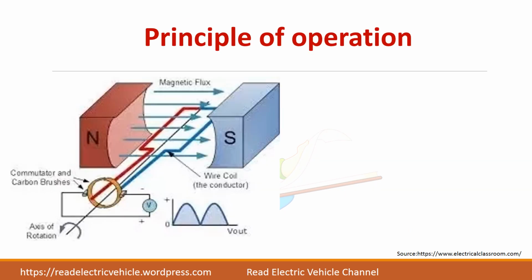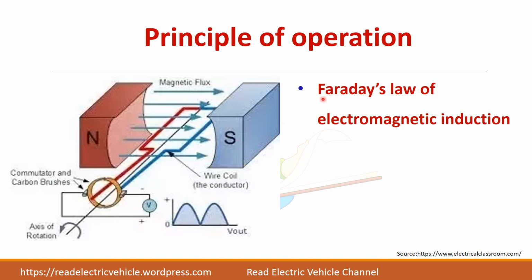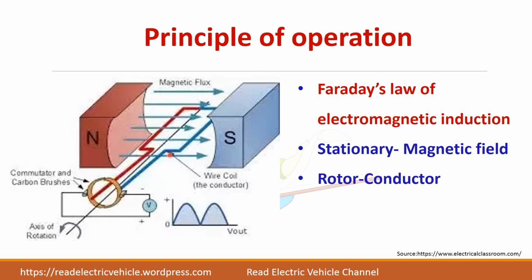Now we will see the principle of operation of a DC generator. Already we have seen that it is based on the principle of Faraday's law of electromagnetic induction, and the stationary part here is the magnetic field. The magnetic field produced by the magnet is kept stationary and only the coil is moving. So the stationary part, or stator, is the magnetic field here and the rotor is the conductor.